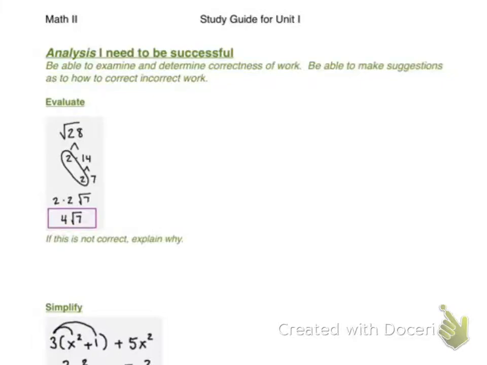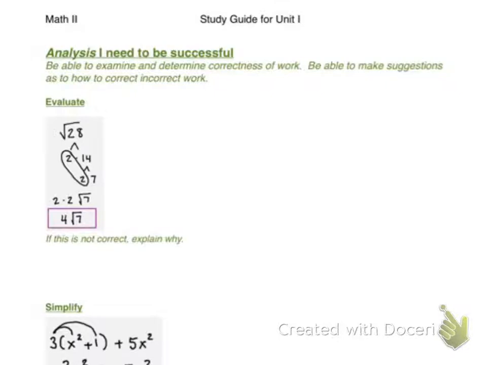Unit 1 Study Guide, page 3. So this section is our analysis section. This is where you're given a problem that is already solved, and then you have to determine whether the way it is solved is correct or incorrect. And if it's incorrect, you have to explain why or where the error is in the problem.